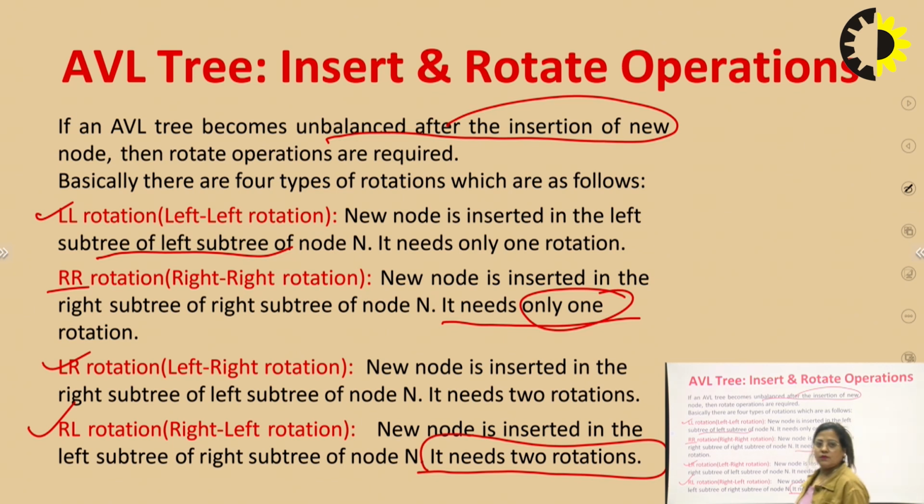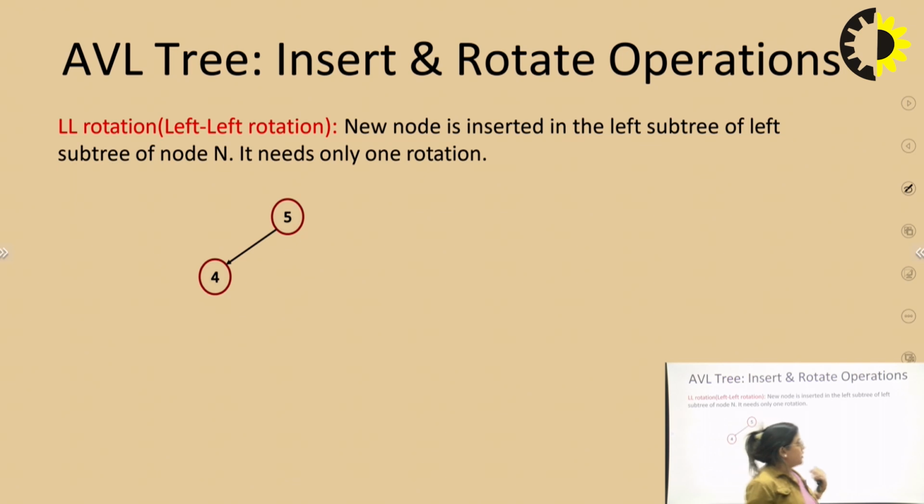Okay. Now let me explain these rotations with examples. The first one is LL rotation. For LL rotation, firstly you check whether the given BST is balanced or not. If the given BST is balanced, there is no need for any kind of rotation. But if you insert a node in your given BST and the balance factor becomes unbalanced, it means your BST is unbalanced, then you need to balance your BST.